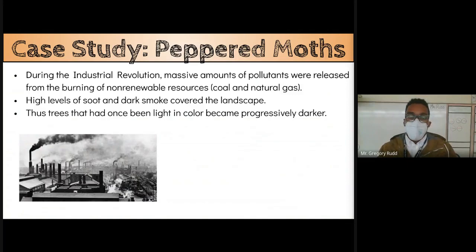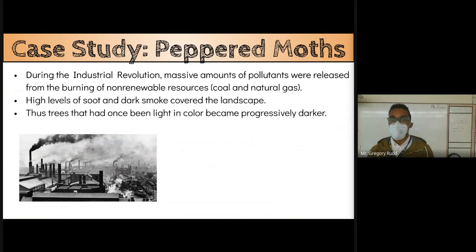But the Industrial Revolution took place primarily in Western Europe and in the United States in the 19th century, so like in the late 1800s. And during this time, huge factories were being built. This was a period of mass production. Urban areas were growing rapidly, so people moved from the farms that they used to live and work on into city places where they could work in factories and warehouses. In the process of doing so, a lot of natural gas was being burned. A lot of coal was being burned. And that released a lot of pollutants into the atmosphere.